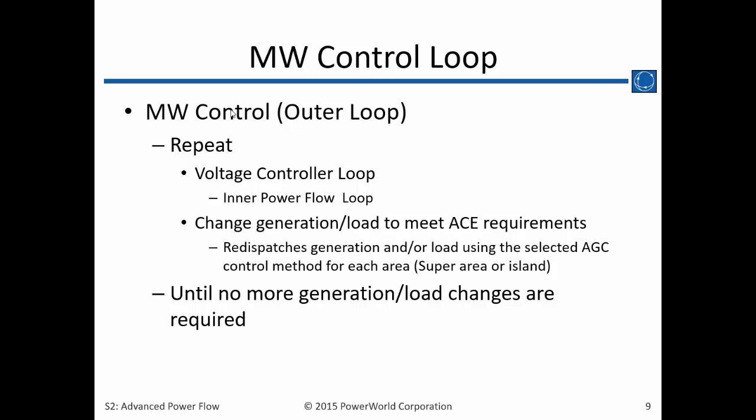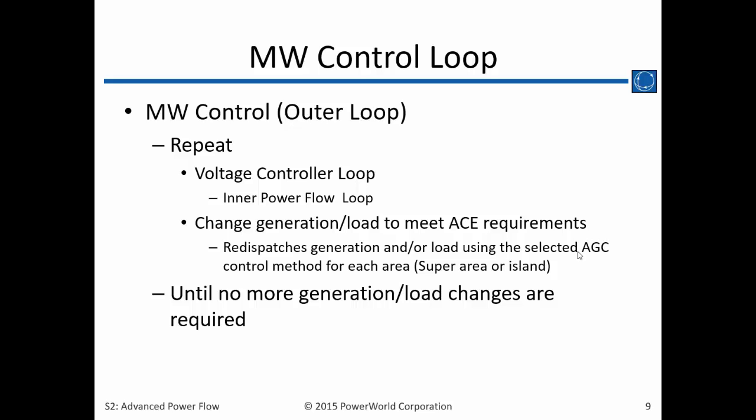So what happens in the outer control loop is it will repeat the voltage control loop, which itself repeats the inner power flow loop, and then also checks that the generation ACE requirements are met and adjusts generation if needed. And so it will continue to do that until no more generation and load changes are required. Again, for the OPF, it automatically respects the generator limits absolutely.